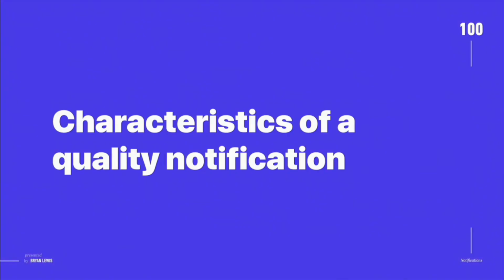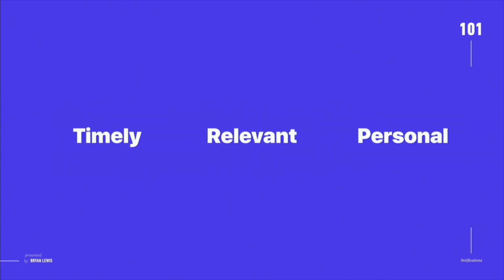So let's say permissions are not a thing. We got permissions and we're good to go. What kind of notifications should we be sending? Like we covered earlier, a quality notification is one that's timely, relevant, and personal.